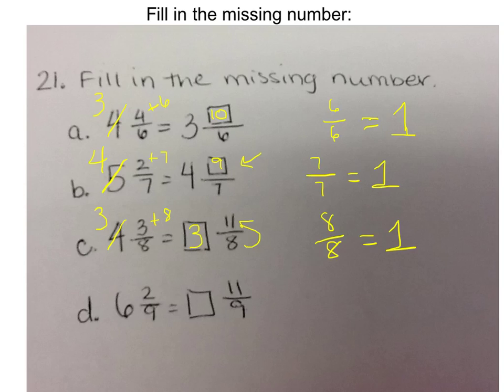For D, 6 2/9 needs to be equivalent to something and 11/9. I recognize that 9 goes into 11 one time with some remainder. So if I were to take away 1 from this side, which would be equivalent to 9/9, that 9 needs to be present in the numerator to make up for it. So 2 plus 9 would equal 11. That checks out. So my answer that is equivalent to 6 2/9 is 5 11/9.